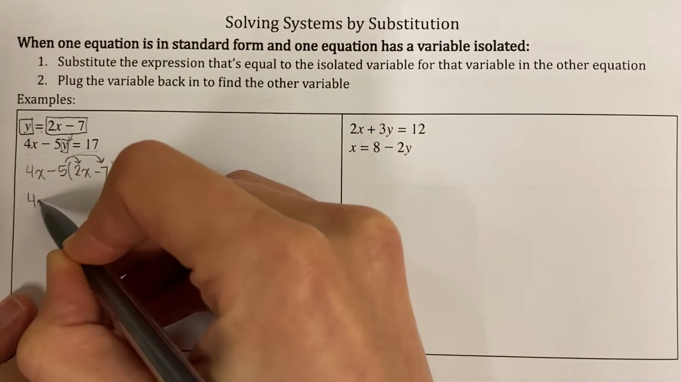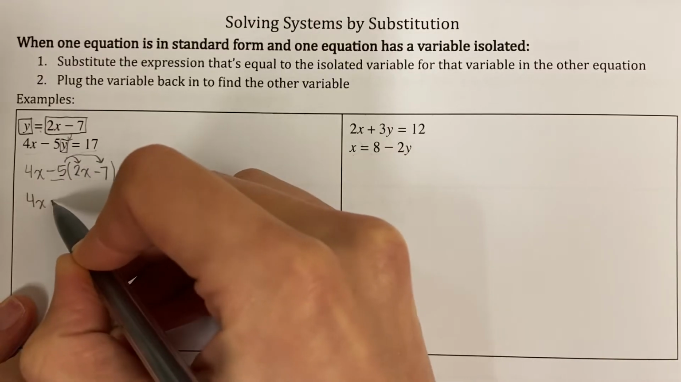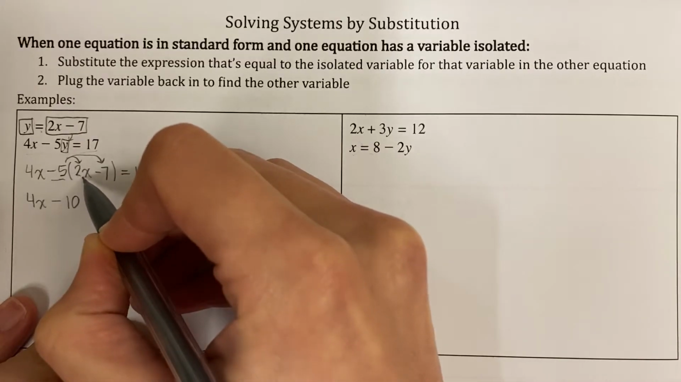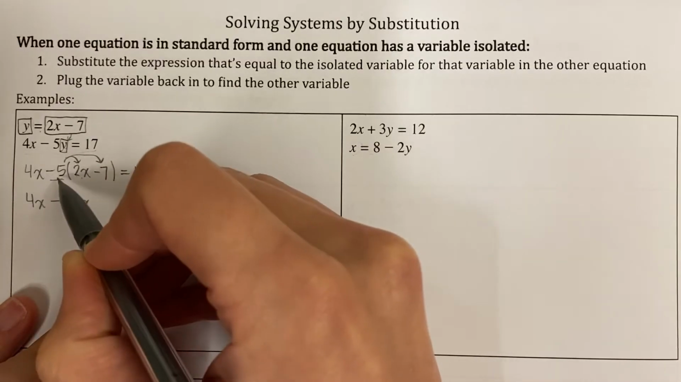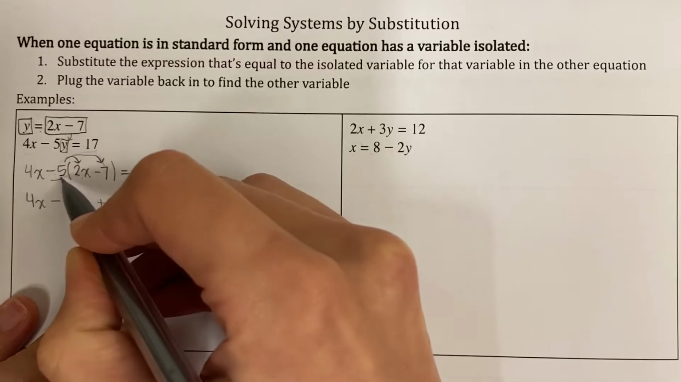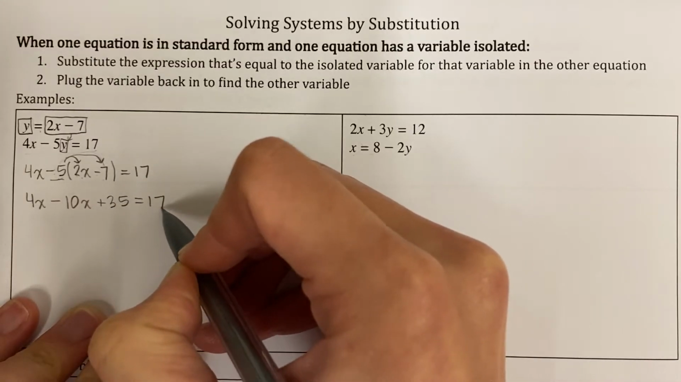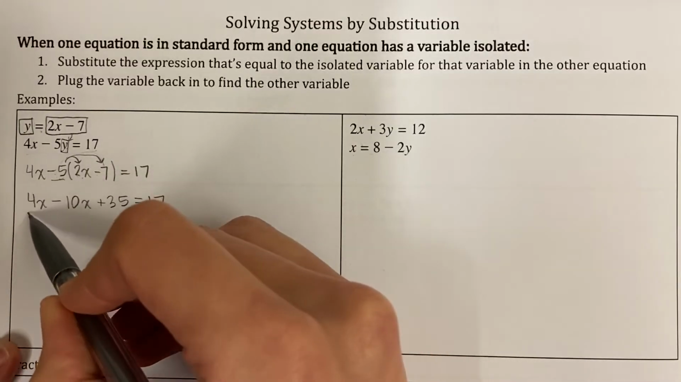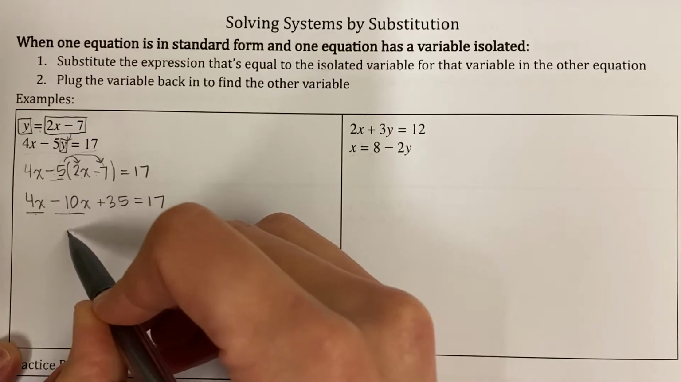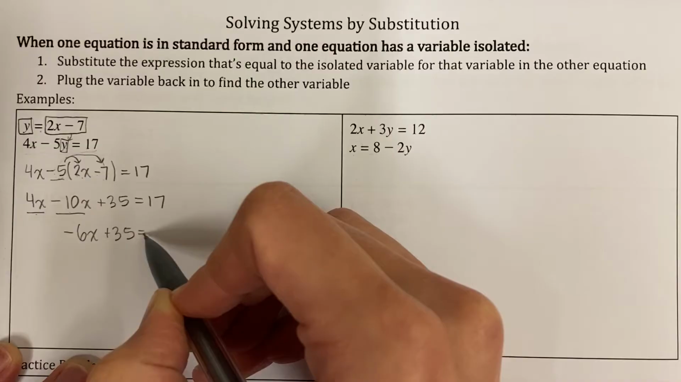So I'm going to bring down my 4x. I'm going to distribute here. Negative 5 times positive 2. Negative times positive is negative. 5 times 2 is 10. And because this is negative 5 times 2x, it's negative 10x. Next, I'm doing negative 5 times negative 7. A negative times a negative is a positive. And 5 times 7 is 35. And I'm bringing down equals 17. Now I have some like terms here. 4x and negative 10x are like terms because they both have an x. So 4 minus 10 is negative 6. This is negative 6x plus 35 equals 17.